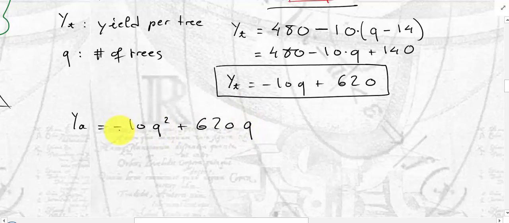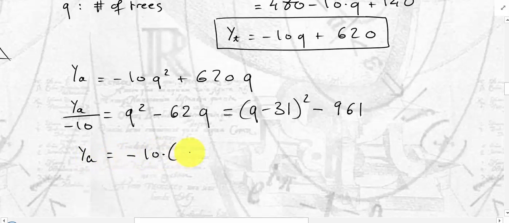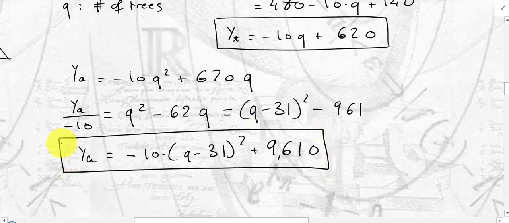Here we go again. This is a quadratic. It's concave down. It has a local max. Actually, it's an absolute max here. Let's find it. Let's divide by negative 10. So we have Q squared minus 62Q. So let's complete the square. Q minus 31 squared minus 961. And finally, let's get back to YA. So YA is negative 10 times Q minus 31 squared plus 9,610. Here we go. This is YA right here.